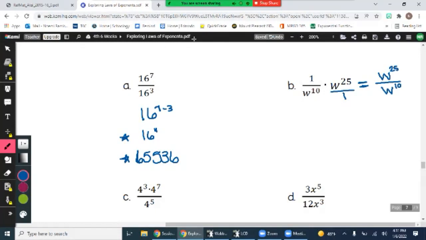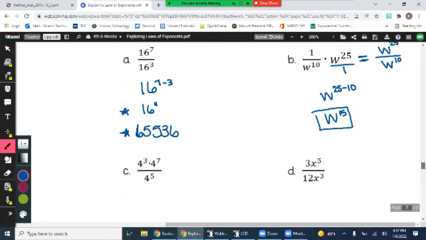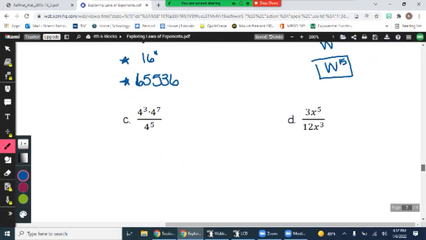And I know that when we're dividing the same power, we subtract the exponent. So w to the power of 25 minus 10, top minus bottom. So we get w to the power of 15. Okay, hopefully pretty simple, pretty straightforward.